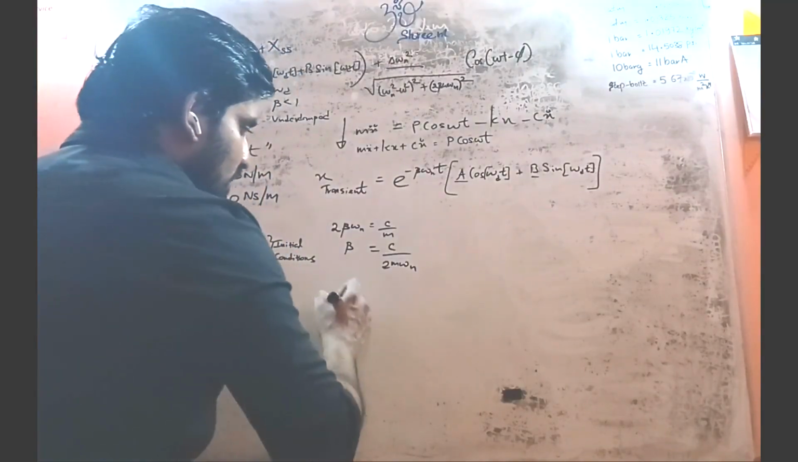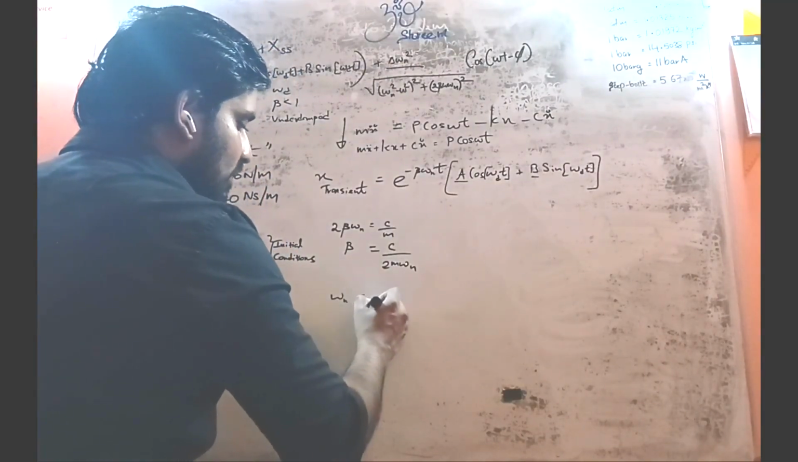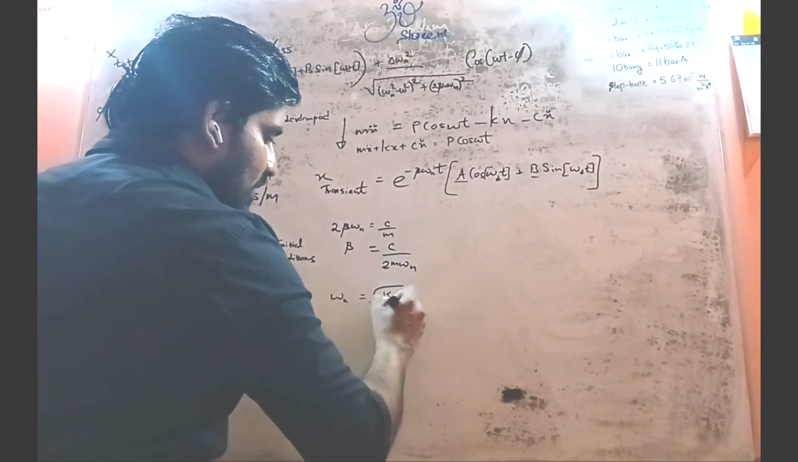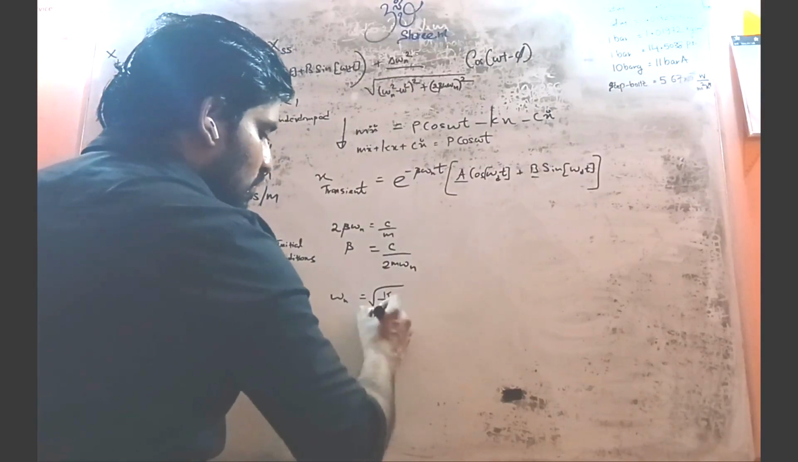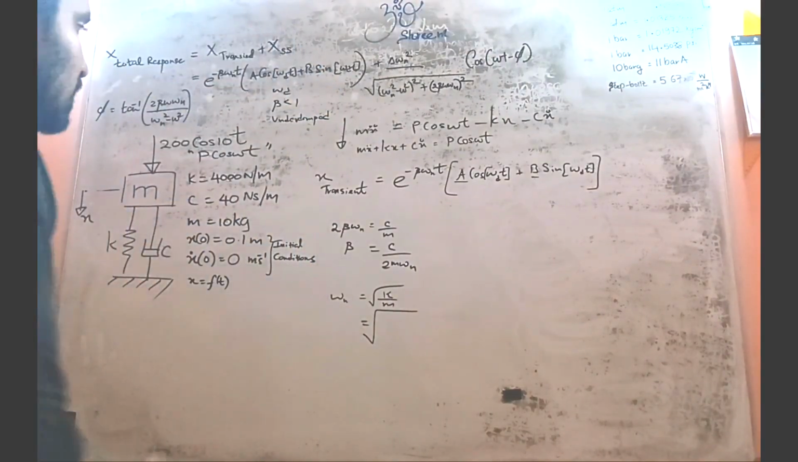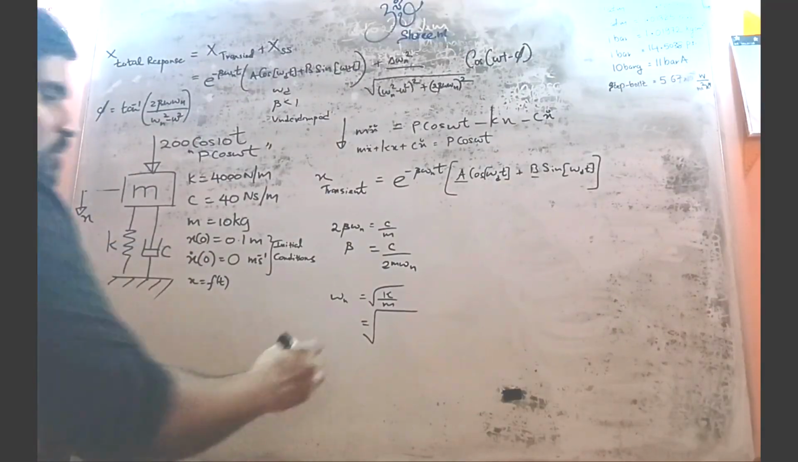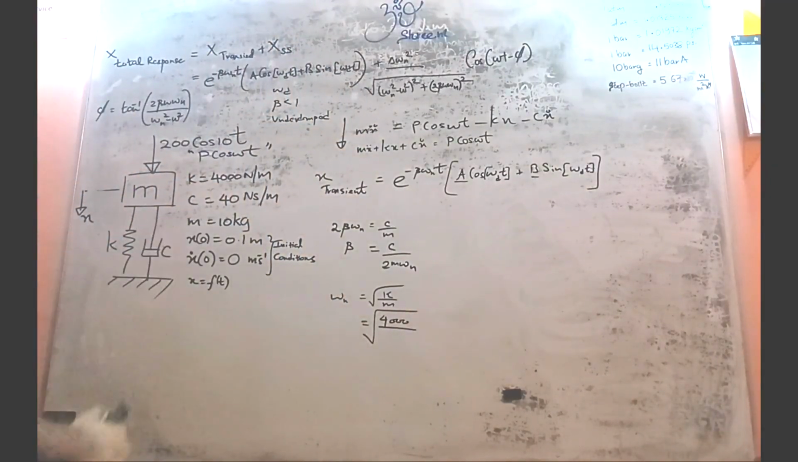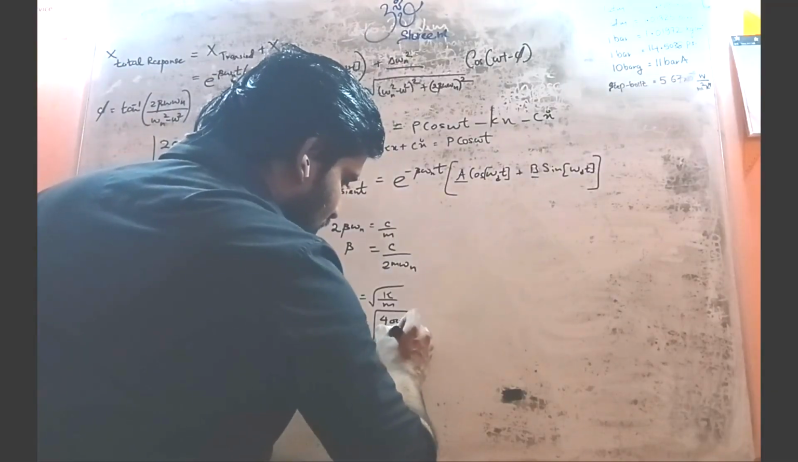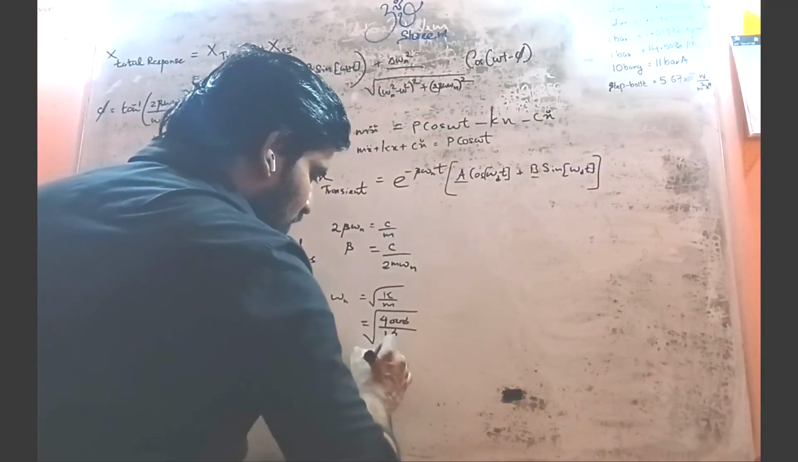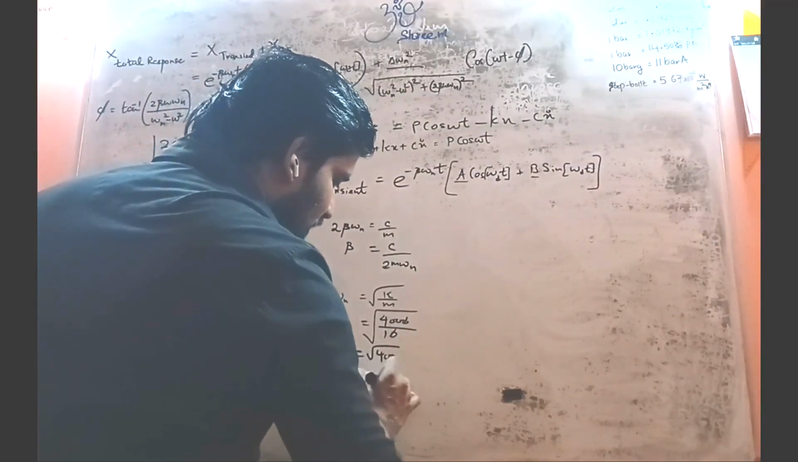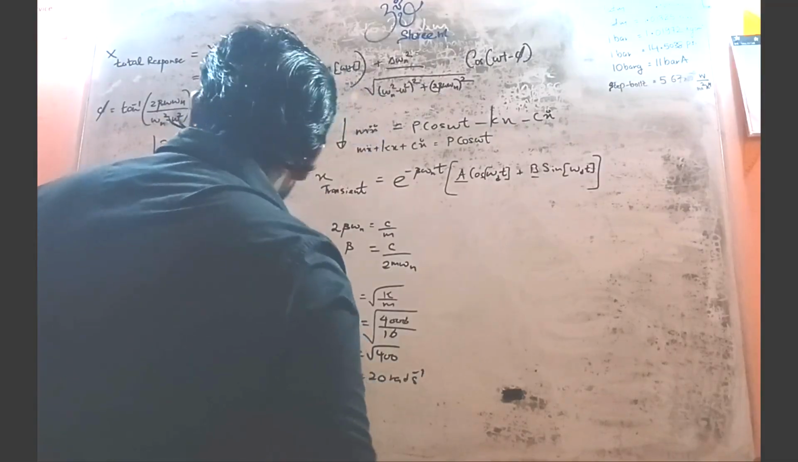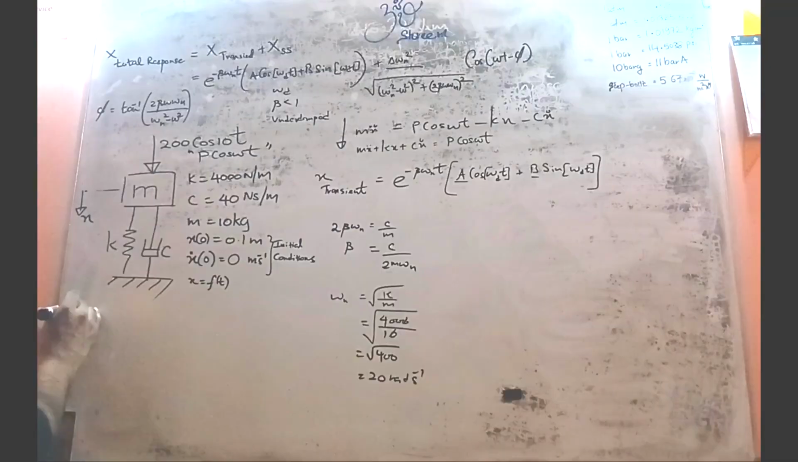And also we know that the natural frequency omega n equals root k divided by m. We know what k is. K is the spring constant, which is 4000 newtons per meter. What is the mass? Mass is given as 10 kilograms. Divided by 10, you can cancel, and you are getting 400. What is the square root of 400? That is 20 radians per second. So I will delete this now and write the value here, 20 radians per second.